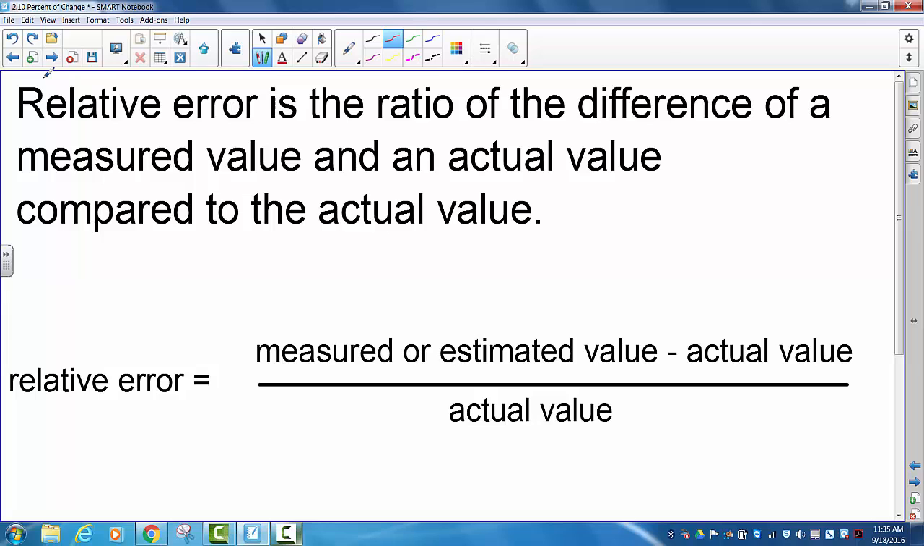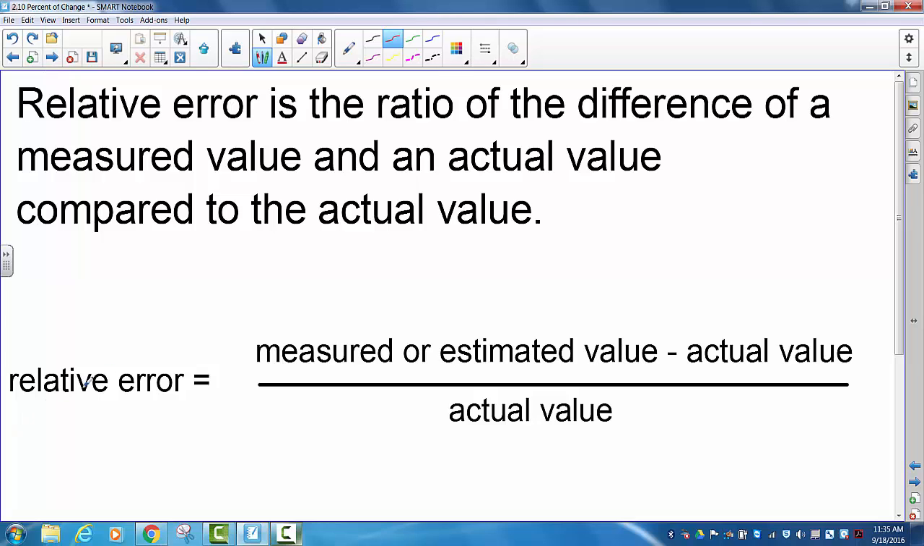Okay, now we're going to be studying relative error. Relative error is the ratio of the difference of a measured value and an actual value compared to the actual value. Wow, that's a lot.